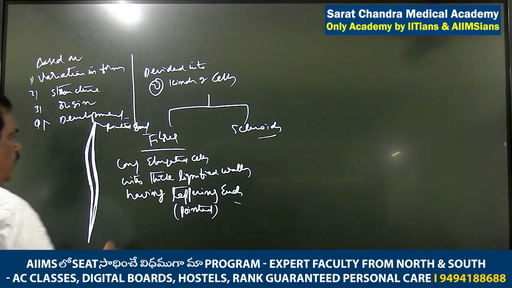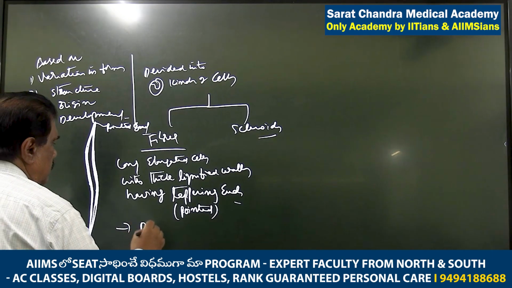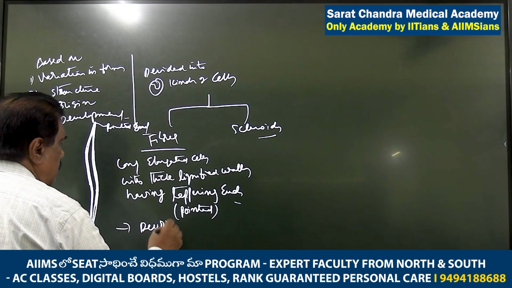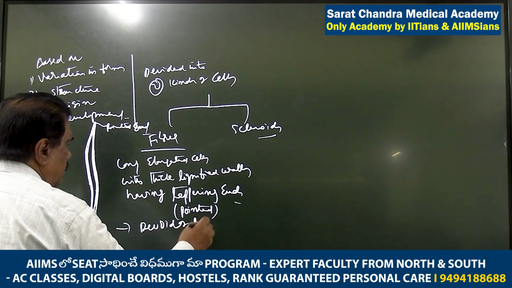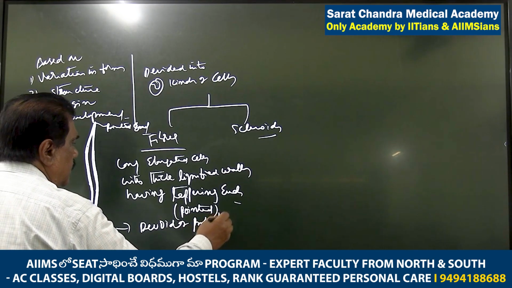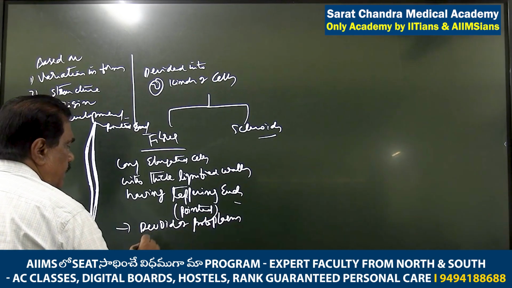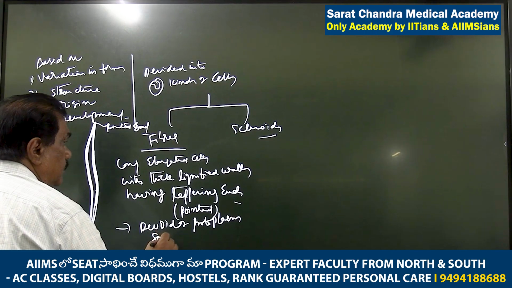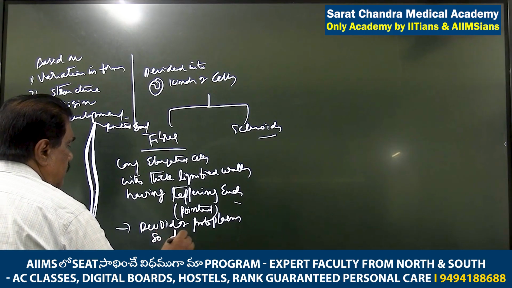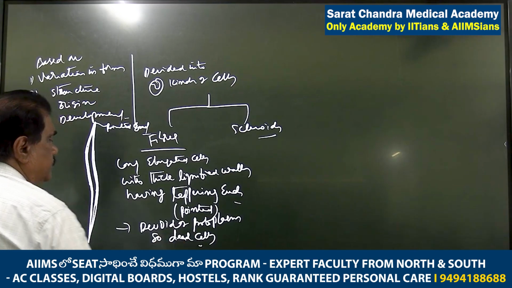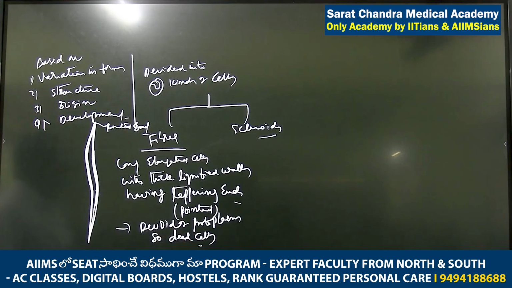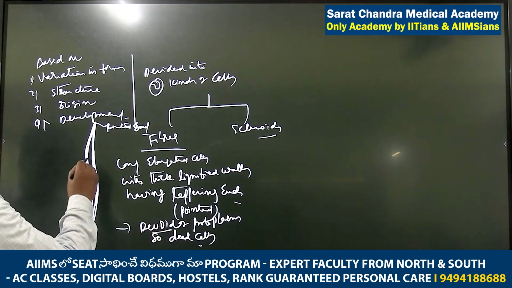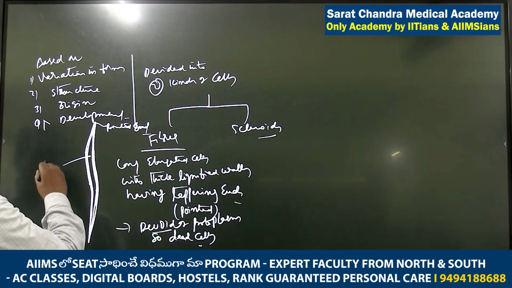The cells are devoid of protoplasm. So are they dead cells or living cells? They are dead cells. Devoid means without protoplasm. They have a central cavity that is called the lumen.